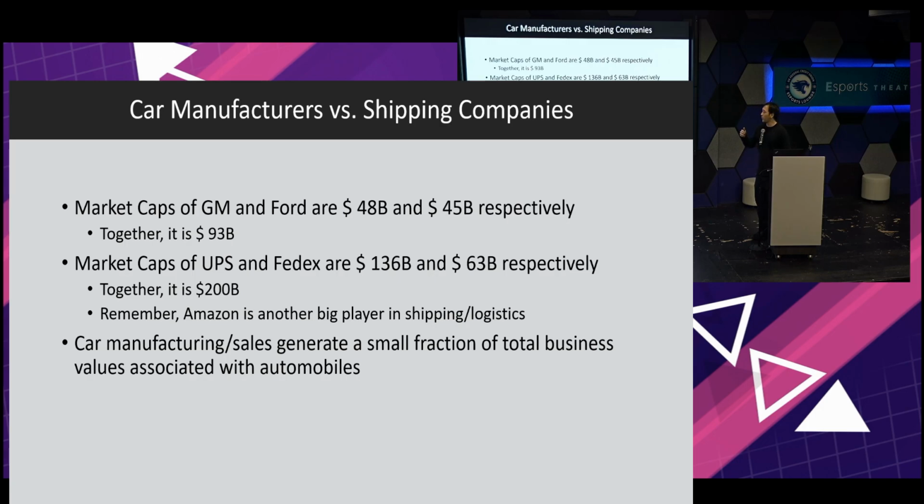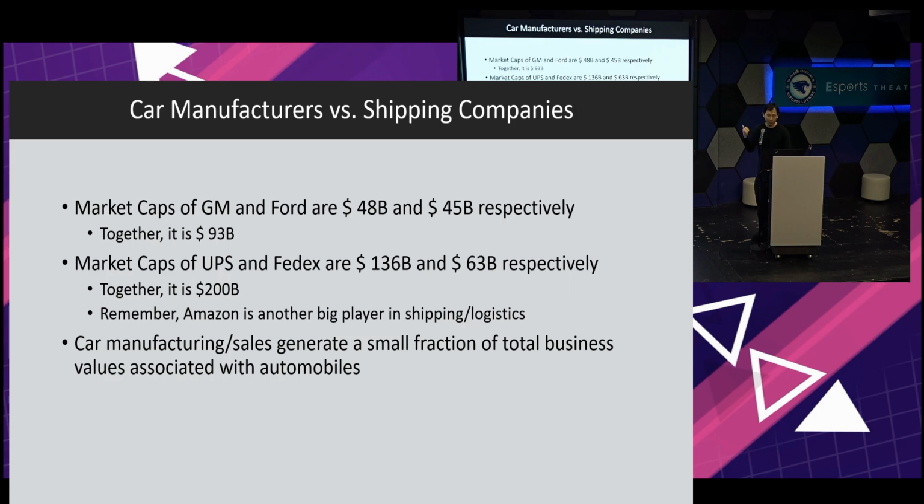But then let's compare which industry is bigger than the other in the auto-related industry. When I just checked, the GM and Ford market cap altogether was about $93 billion. But UPS and FedEx, whose primary services heavily rely on automobiles and trucks, together had a market cap of $200 billion. It was just about double, right? So the lesson here is that car manufacturing and sales generate a small fraction of the total business value associated with automobiles.